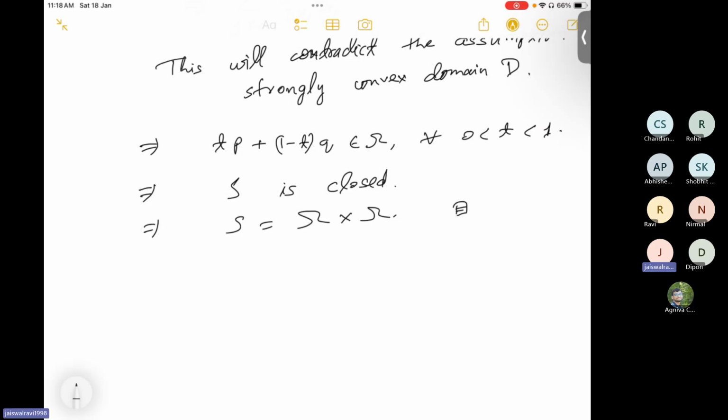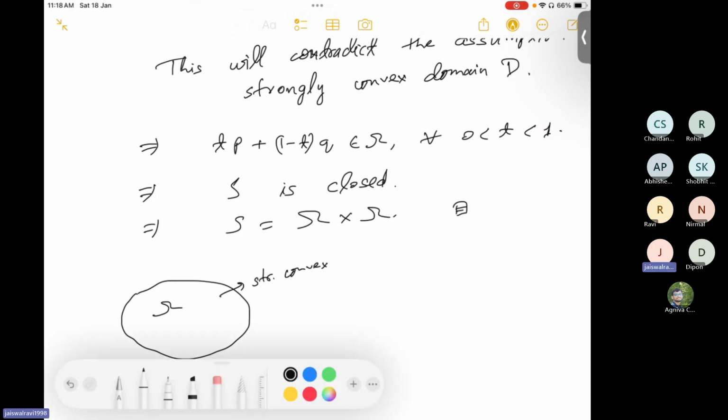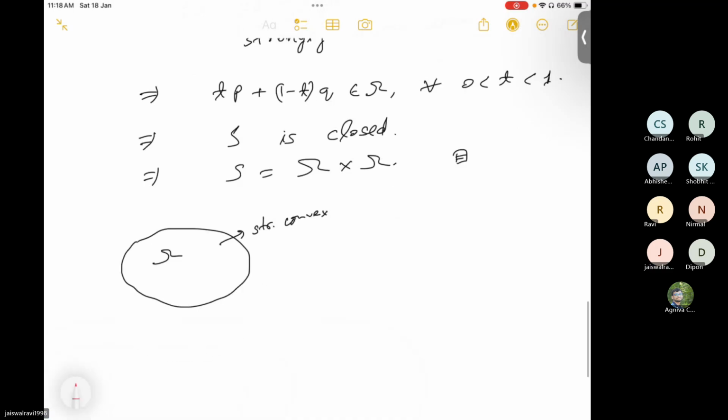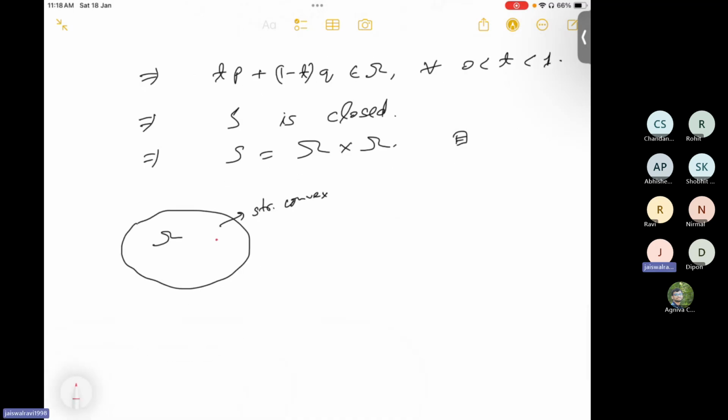Okay. So now we have proved, so what did we prove here? We proved that if we have omega which is strongly convex, and our domain is connected, then if you take any p and q, the line joining p and q is also in omega. So now we'll state one more result, which says that, take any domain omega.